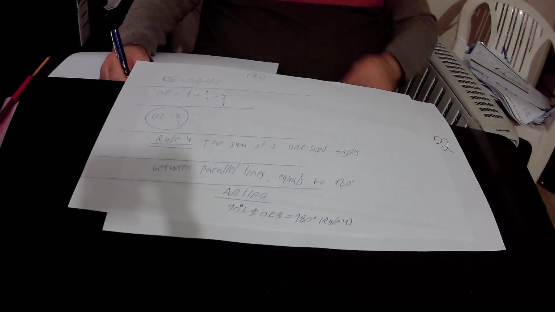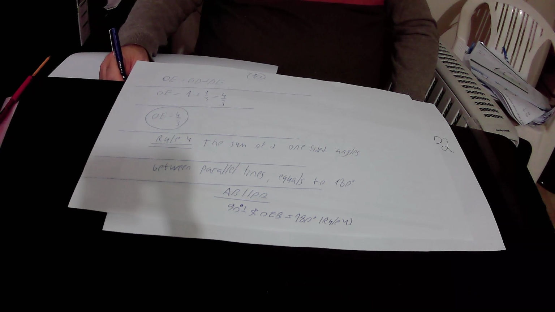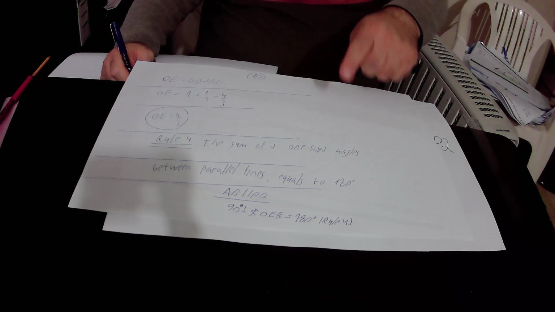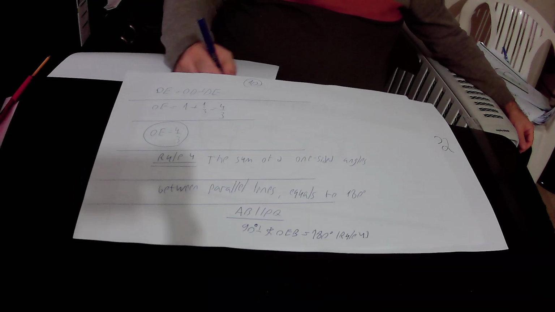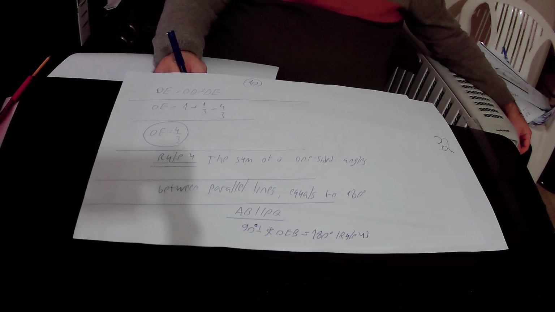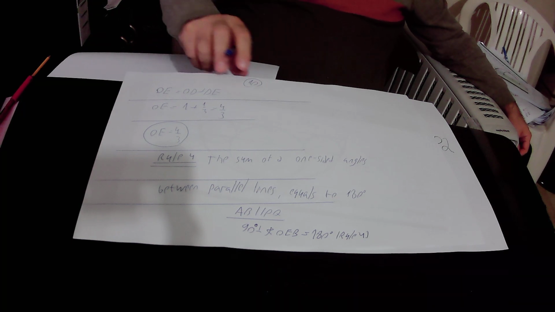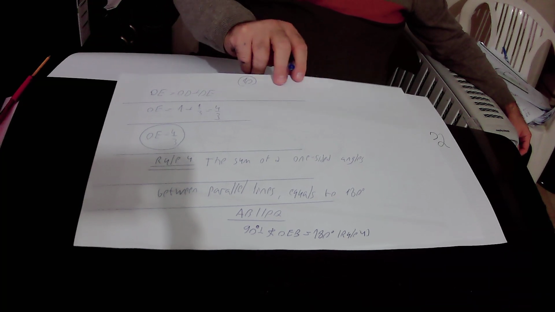So here we will subtract 90 degrees from this equality, and we will get that angle OEB equals 180 degrees minus 90 degrees. It equals 90 degrees. So we found out that angle OEB is a right angle. It equals 90 degrees.